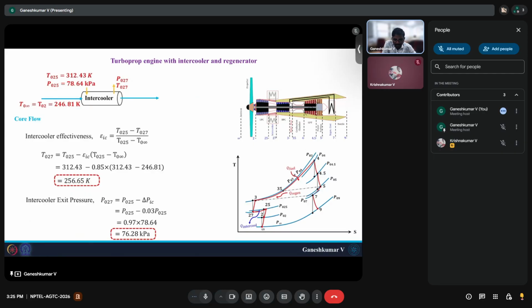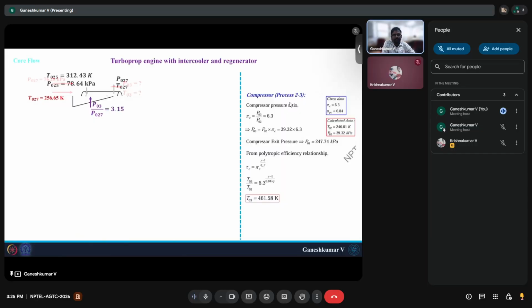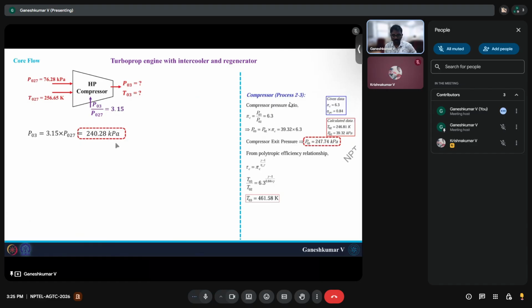And in the HP compressor, the remaining pressure rise is happening, from 76.28 your pressure rises to 240.28 kilopascal. Okay, so since you have the intercooler and the 3% pressure loss between the LP compressor and HP compressor, in the problem that we solved in the lecture the pressure was around 247 kilopascal. Now your pressure is slightly lower, which is 240.28 kilopascal.